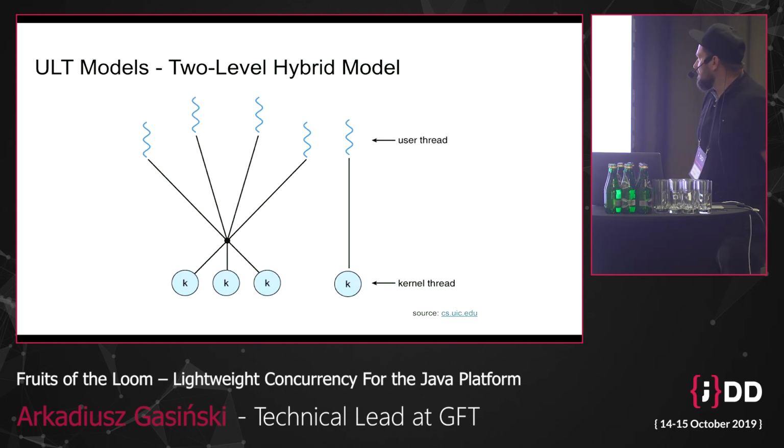And the last model is a hybrid combination of one-to-one and many-to-many. You can have many user-level threads mapped onto some pool of kernel threads, and you can also have some kernel threads that support only some dedicated threads that live in the user space.